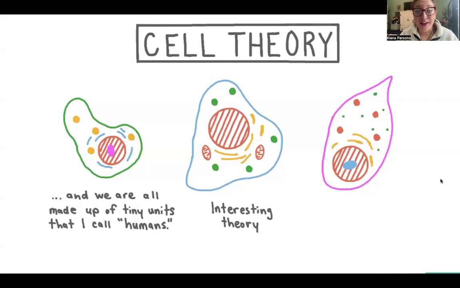All right, so cell theory. The cell says, we are all made up of tiny units that I call humans. The other cell says, interesting theory, but we know that that's not right.